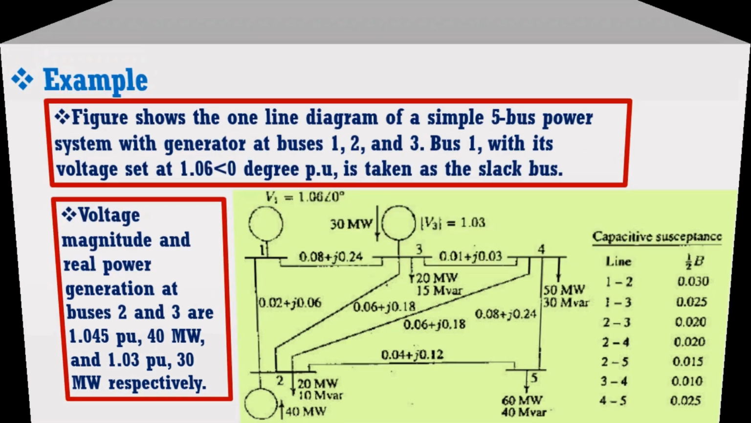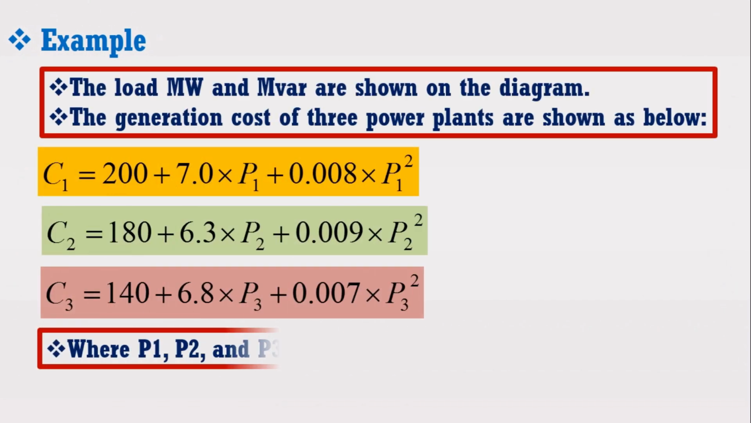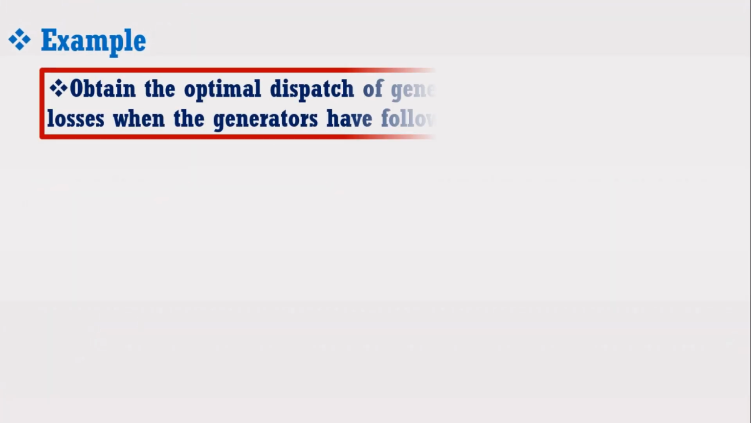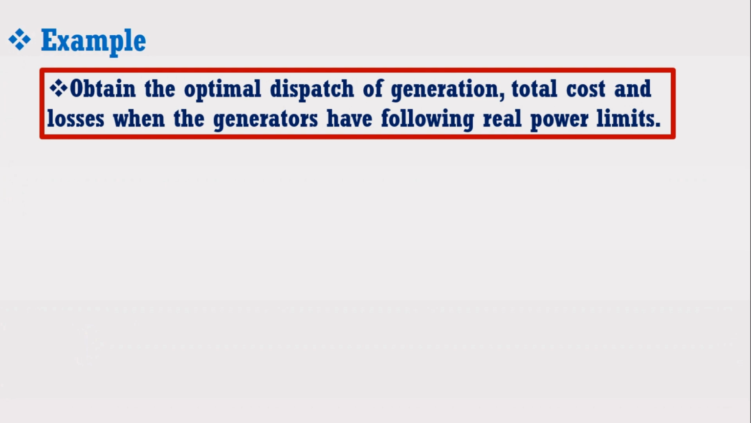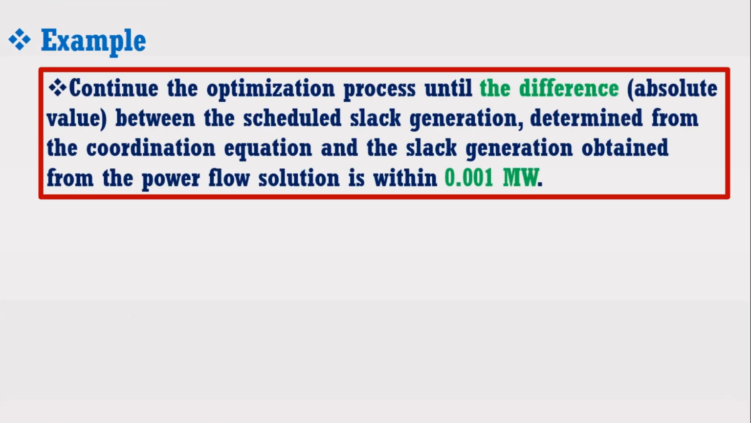The generation cost functions of the 3 power plants are given in the following equations, where P1, P2 and P3 are the power supplied by the 3 power plants in megawatt. We have to find the optimal dispatch of generation, total cost and losses when the generators have the following real power limits. Furthermore, it is asked to continue the optimization process until the difference between the scheduled slack generation determined from the coordination equation and the slack generation obtained from the power flow solution is within 0.001 megawatt.